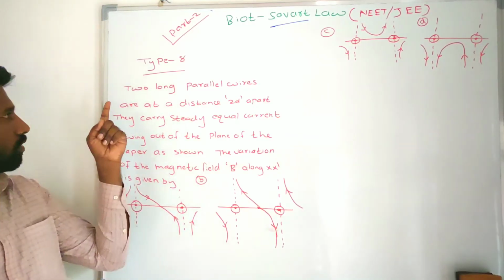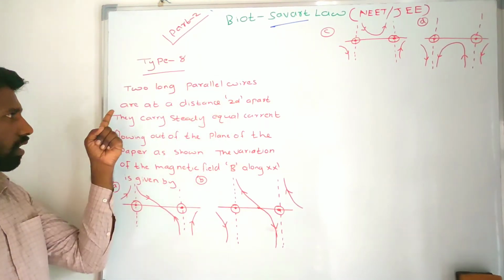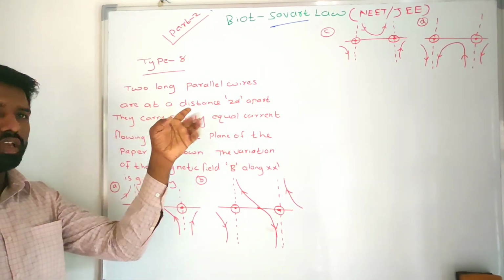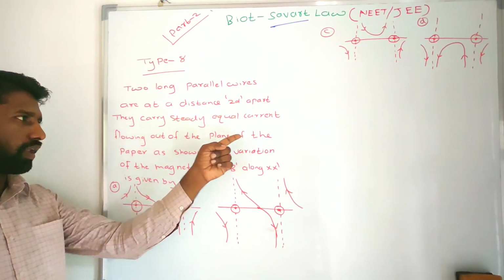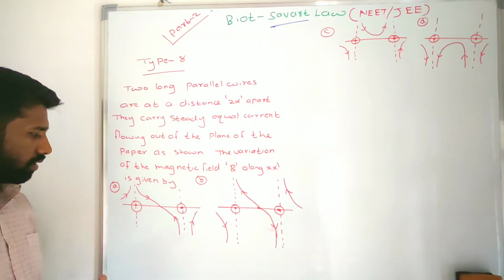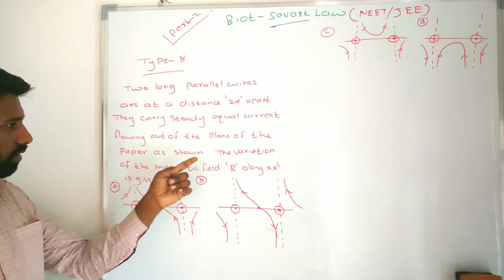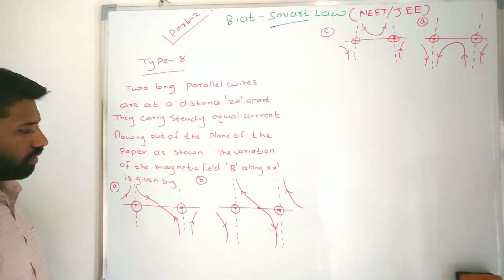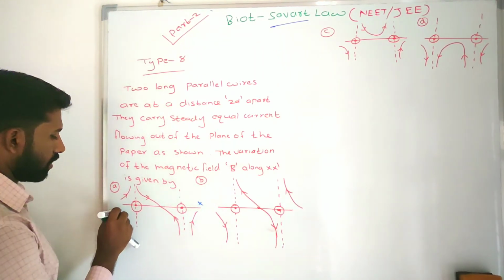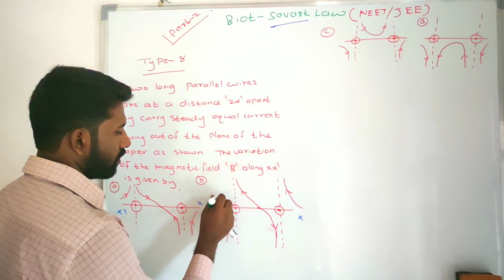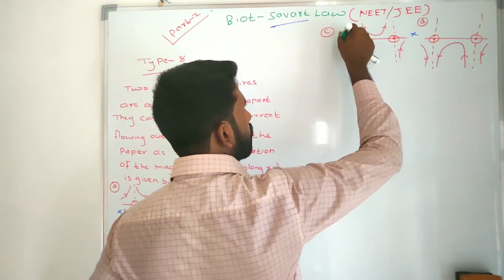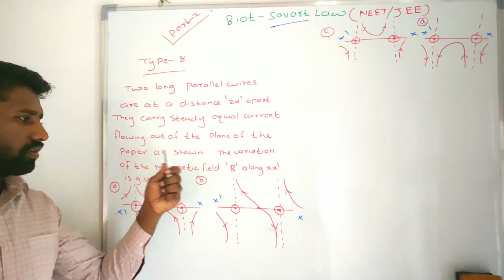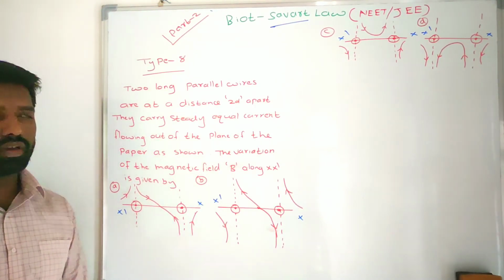Type 8. Two long parallel wires are at a distance of 2d apart. They carry steady equal current flowing out of the plane of the paper as shown. You see here, the distance between them is 2d. The variation of magnetic field B along x dash is given by, okay, if this is the x and this is the x dash, which is the correct option? We have to choose it.